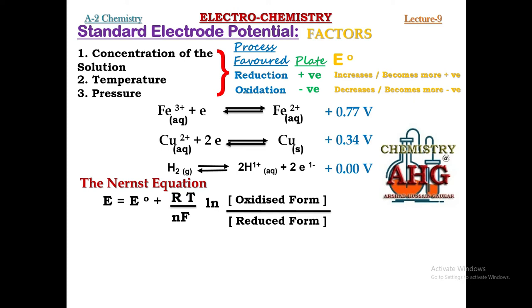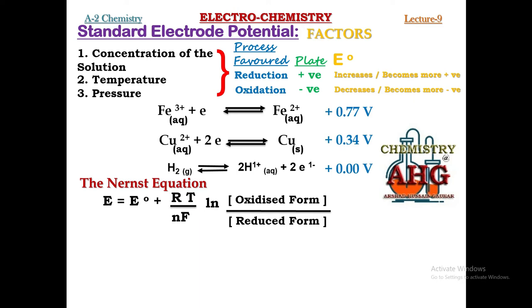I am telling you, you can remember this information, and it is very simple to use this equation for finding the change in electrode potential whenever a change in the concentration of a solution is being made or temperature is changed. Okay, look at this.